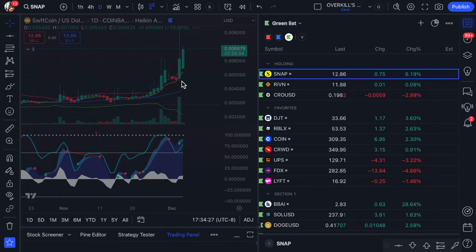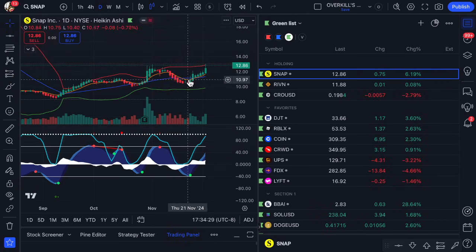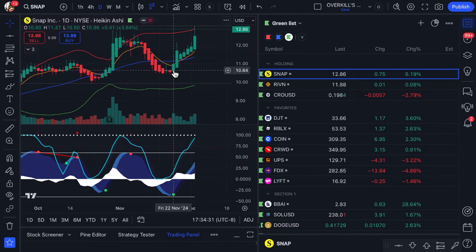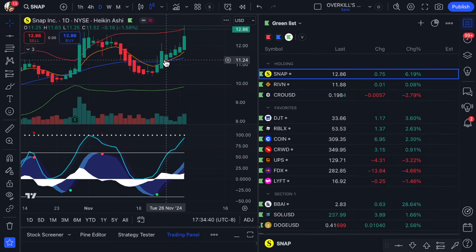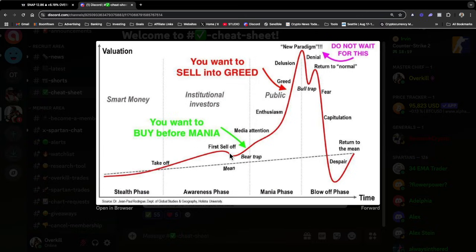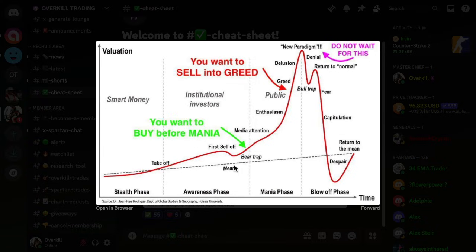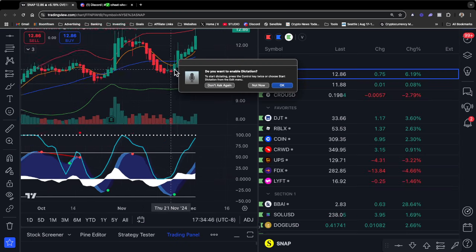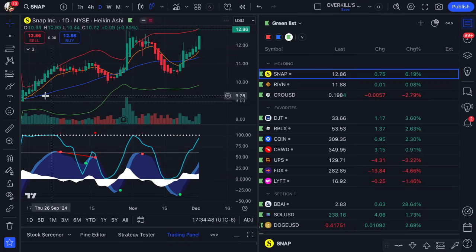We took this Snapchat trade here, and we're up 20% on it, because we got in on this green dot. The candle broke both the EMAs. It broke over the 30, it broke over the 9. And what are we doing now? Now we have the mean underneath us, acting as support. You want to make sure that's acting as support and not resistance.